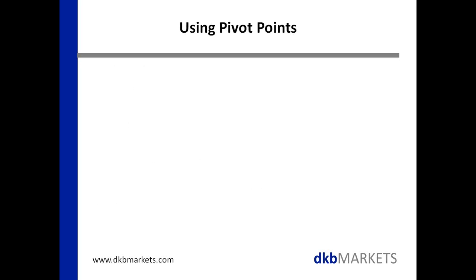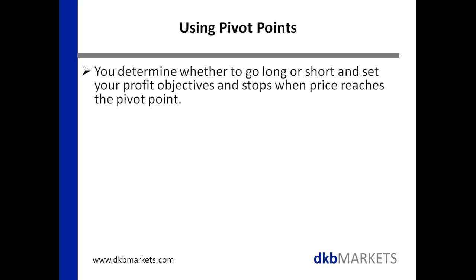So how do you use the pivot points? When you're using the pivot points, you first determine whether to go long or short, and you set your price objectives and stops when price reaches the pivot points. Obviously, going long means you buy. So when the market is going up, you're looking to buy or go long. And when the market is falling, you're looking to sell or go short. And then you need to set your price objectives and your stops once the price reaches the pivot point, which is where your money management comes in.